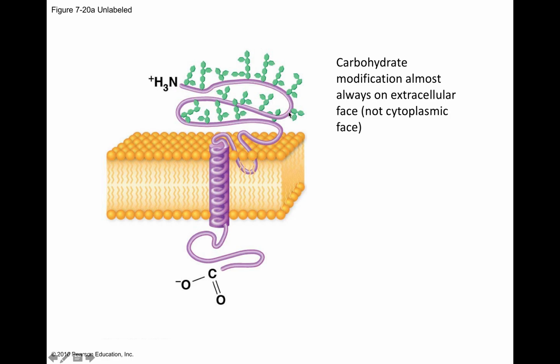when there is carbohydrate modification on a protein, that carbohydrate is almost always on the extracellular face, not the cytoplasmic face. And that's also true if the carbohydrate modification is on the phospholipid too. So on the face facing the blood, if it is an organism that has blood, and not on the face facing the cytoplasm.